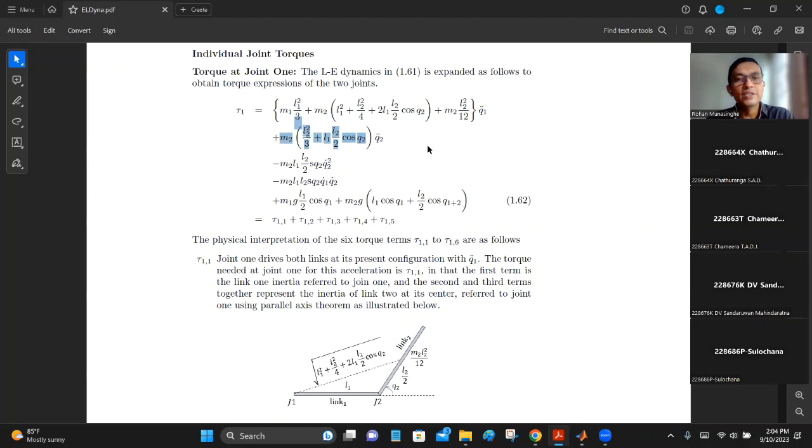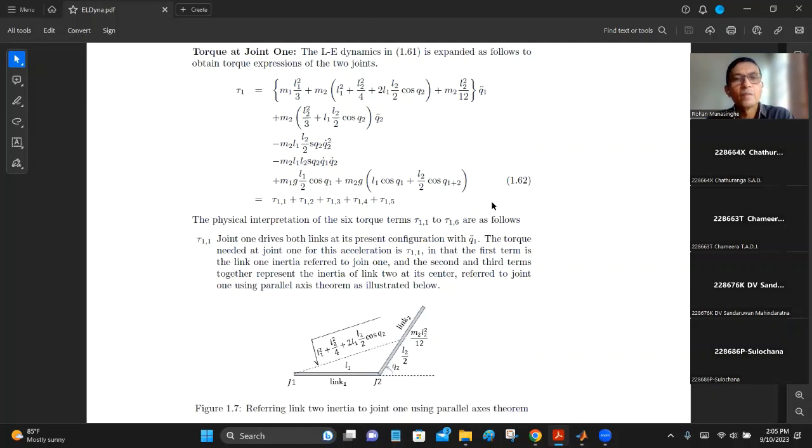The first term is because of the acceleration of link 2. The first one is the angular acceleration of link 2. The second one is the linear acceleration of link 2 at the center of gravity. All right. What else? So that is tau 1, 2.